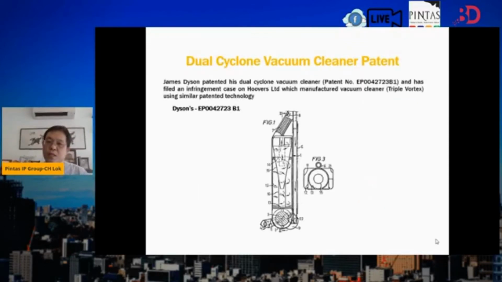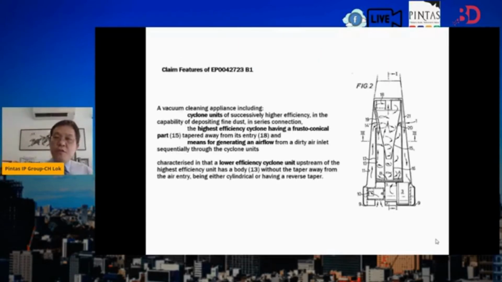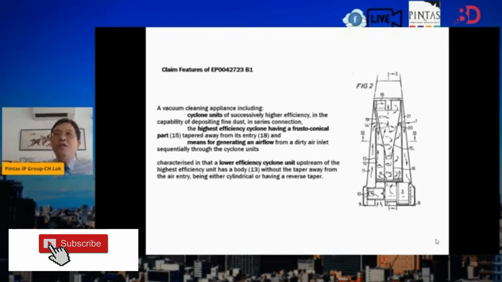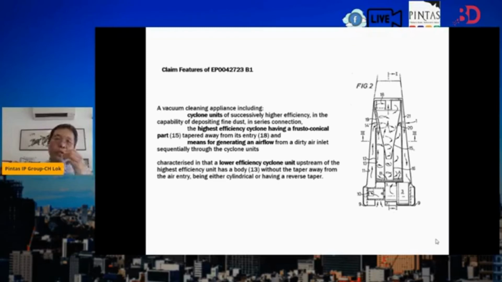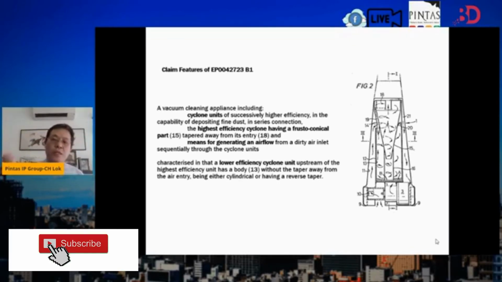So what can Dyson do, right? Even though they were small, they took Hoover to court. So this basically was the invention filed by Dyson. It's a combination, as I've been highlighting from the beginning. What you own is a combination which is captured in your claim. So this is what the claim reads.